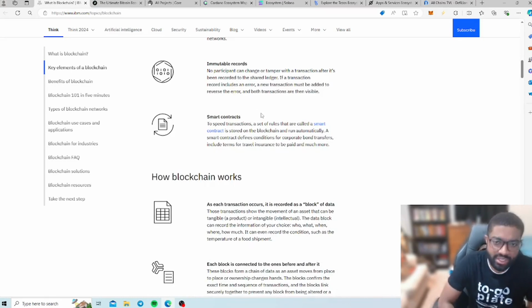And then you have smart contracts. Smart contracts to speed transactions. A set of rules called a smart contract is stored on the blockchain and executed automatically. A smart contract defines conditions for corporate bond transfers, including the travel insurance to be paid and much more.